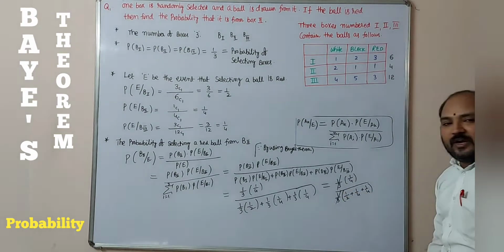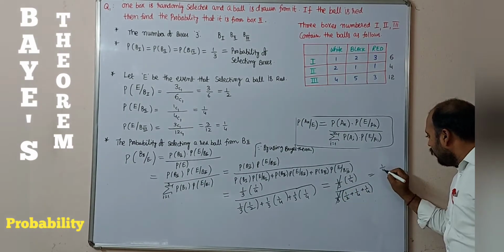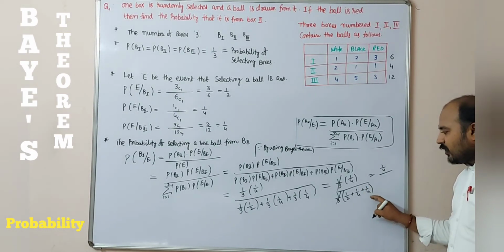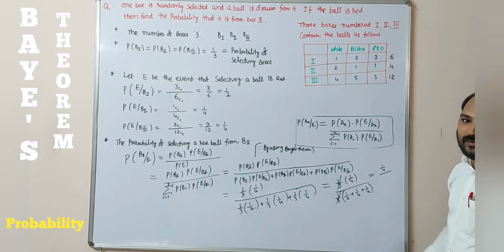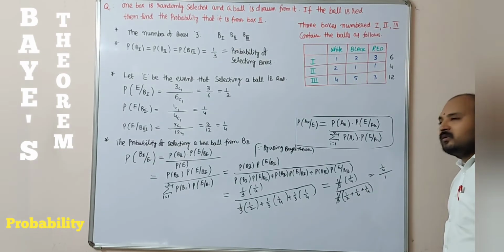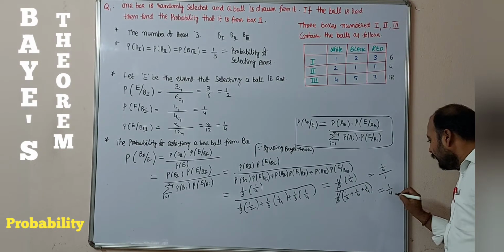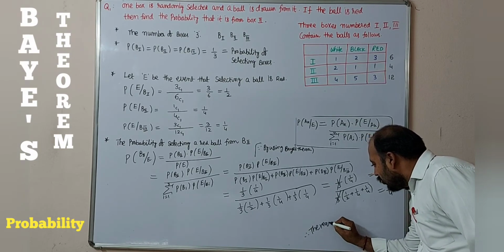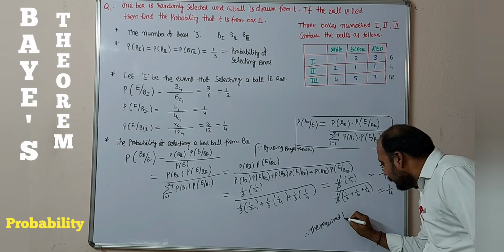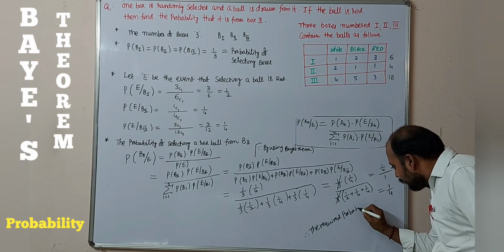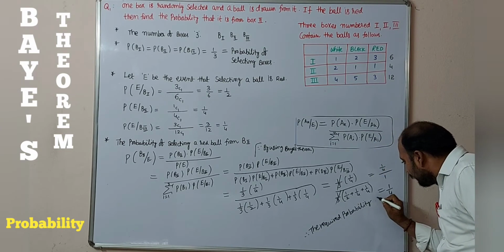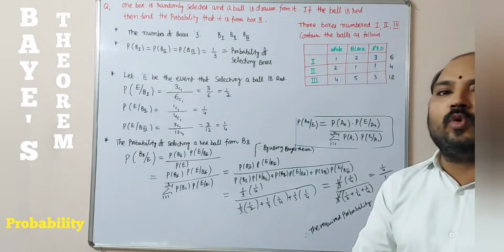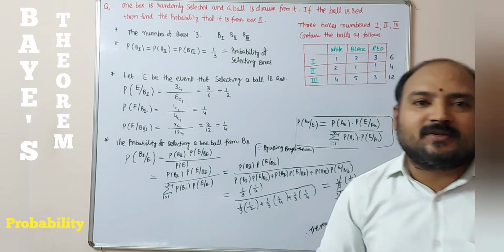First 1 by 3 cancels. 1 by 4 divided by 1 by 2 plus 1 by 4 plus 1 by 4. 1 by 4 plus 1 by 4 is 1 by 2. 1 by 2 plus 1 by 2 is 1. So 1 by 4 is ultimately the result. Therefore, the required probability is equal to 1 by 4. I hope you people understand. We'll move on to the next question.